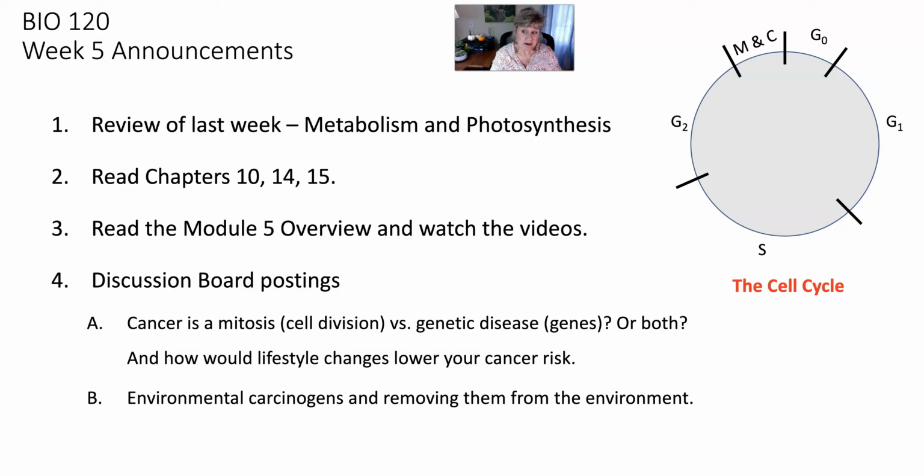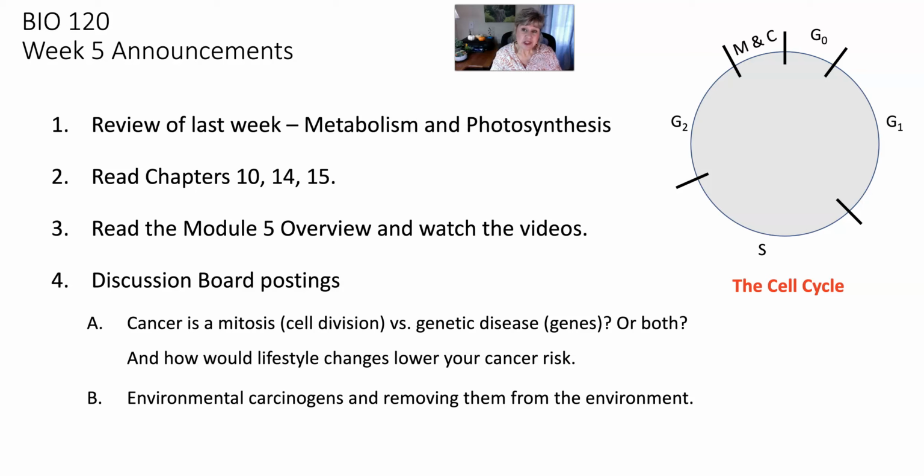In this phase of the cell cycle, the DNA is replicated. You have to make a copy of the DNA to end up in the two new daughter cells in order to have the right genetic component in each. So that's what happens in the S phase.